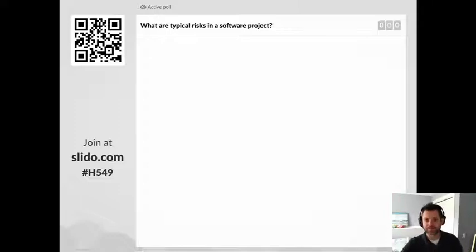Maybe I should try this to see if it's working, because I have a phone. I can take a picture of a QR code.